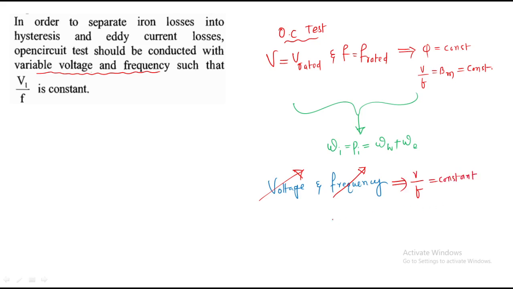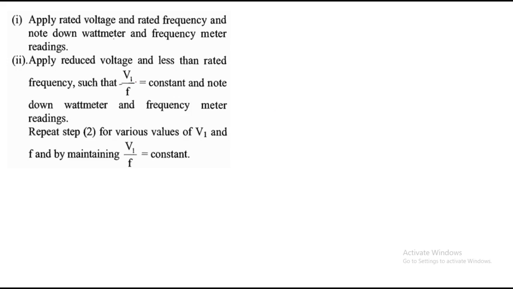So for different instances, we have to provide different voltages. In accordance with the variation of voltage, the frequency has to be changed. Then only are we going to get the constant V by F. Okay. So this is the procedure. Apply rated voltage and rated frequency and note down the wattmeter and frequency meter readings. So we have provided V rated and F rated. Then note down the reading of the wattmeter, which shows what? Iron losses, right?